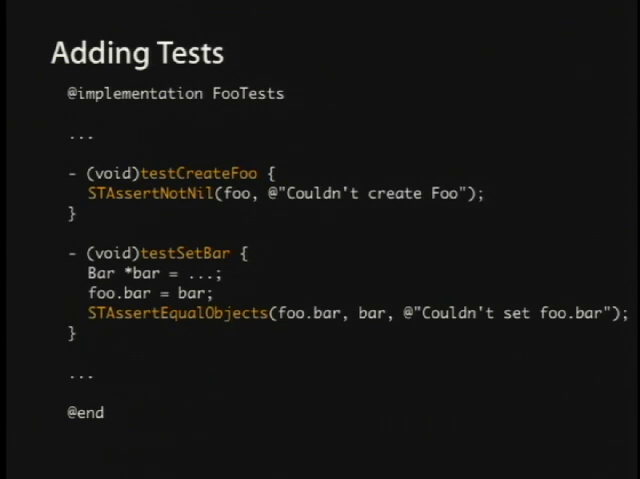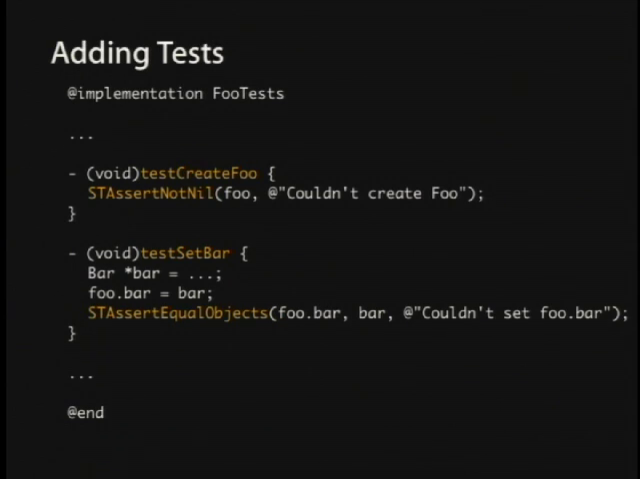Then the second one is just testing a setter. Basically, we're going to get a new object bar and assign that new object to the bar property on our foo object. And then we'll use STAssertEqualObjects to verify that that set has actually happened.